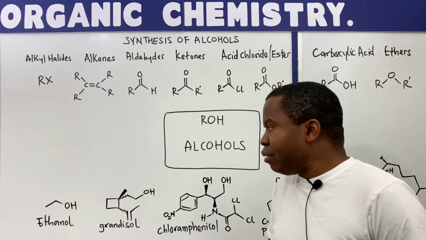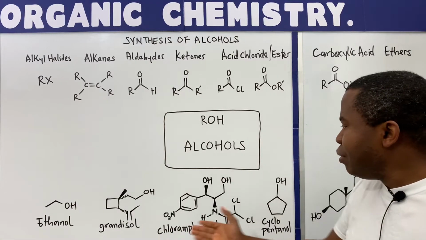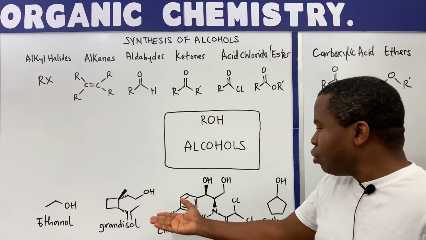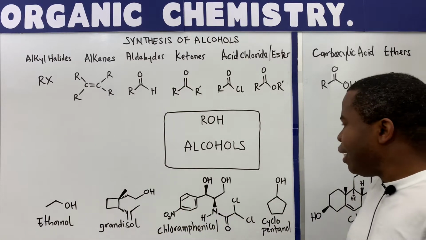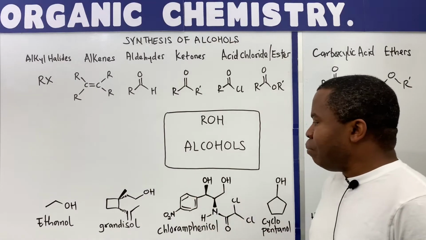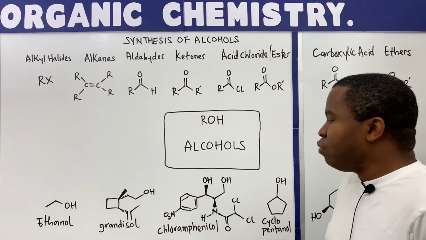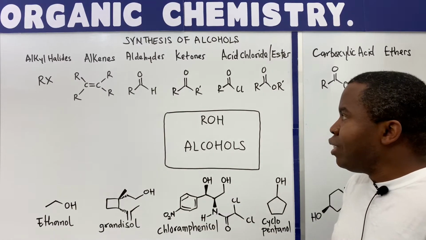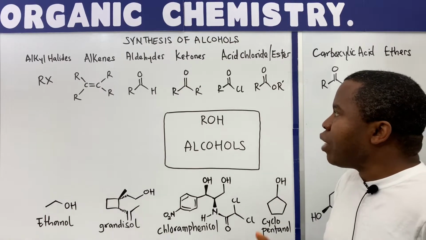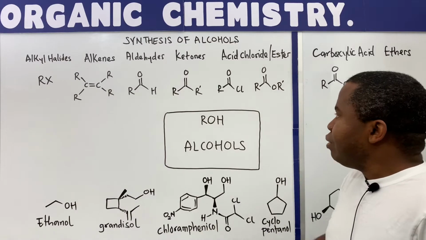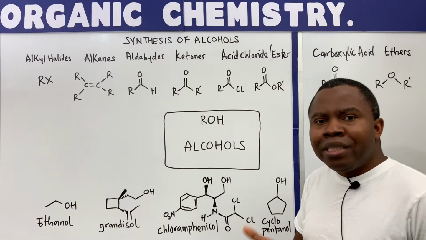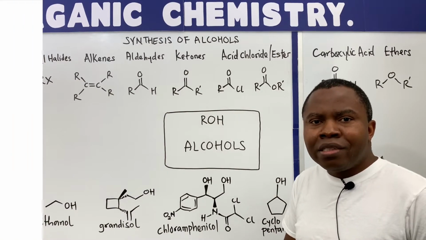And if we look at the board, we're going to be seeing different arrays of alcohol, from ethanol to grandisol to chloramphenicol to cyclopentanol to cholesterol. They can all be synthesized by functional group transformations of the starting materials. And so in this lecture, we're going to be seeing how we can convert all these different classes of organic compounds into alcohol. And we're going to be diving into that just in a moment.